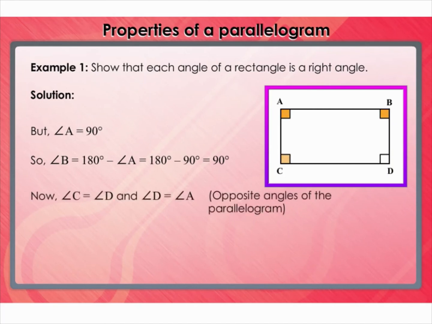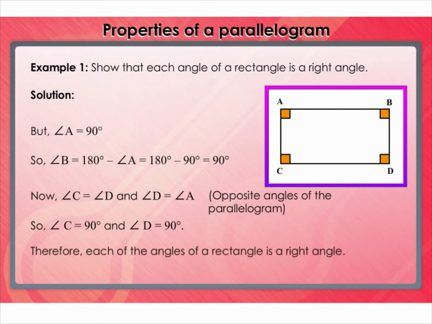Since opposite angles of the rectangle are equal, angle C is equal to angle B and angle D is equal to angle A. So, angle C is equal to 90 degrees, angle D is equal to 90 degrees. Therefore, each of the angles of a rectangle is a right angle.